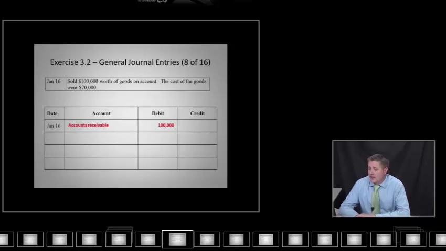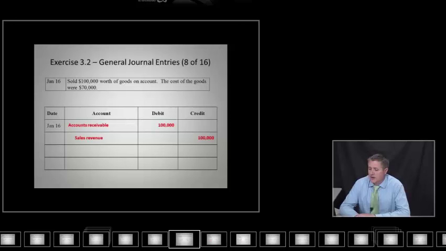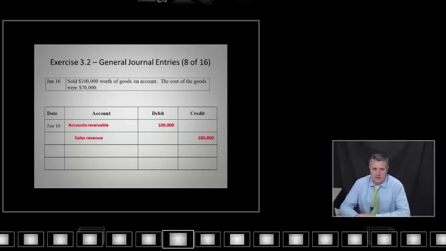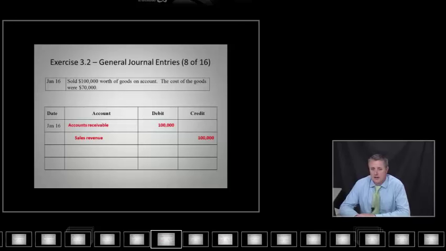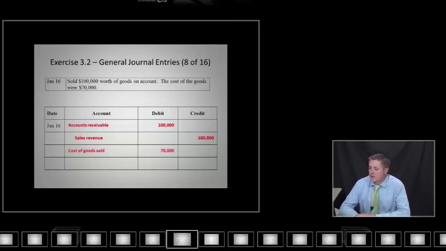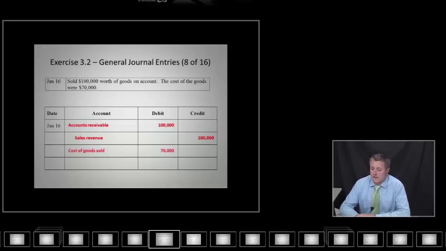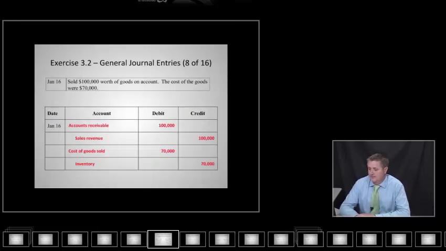So instead of debiting cash, we're going to be debiting accounts receivable for $100,000, credit sales revenue for $100,000. And then, of course, the second journal entry associated with this is related to the allocation of the expense. And so we would debit cost of goods sold for $70,000 and credit inventory for $70,000.